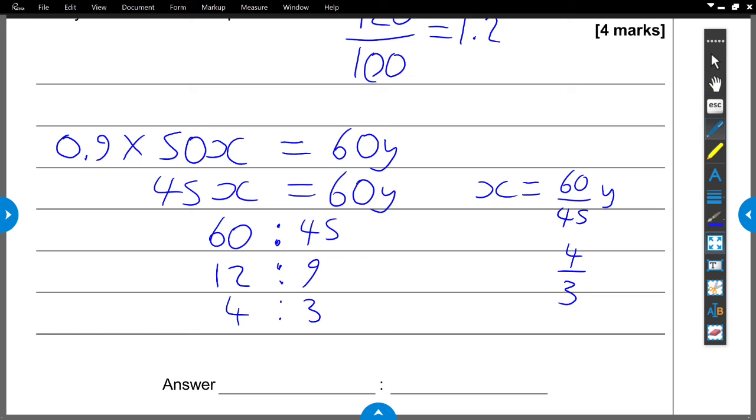There is a simpler way of simplifying a ratio, and that's that you can put it directly into your calculator. If I was to put 60 over 45, that simplifies it straight away to 4/3. Ratios and fractions, they simplify very similar in their ways.